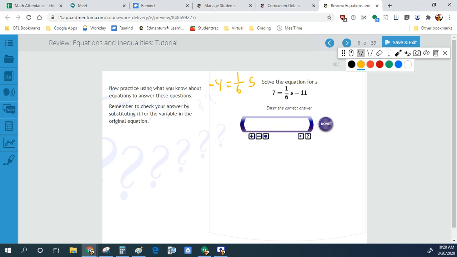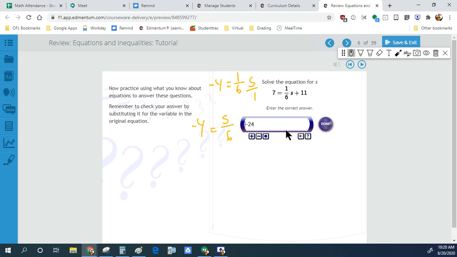Here's a tip, guys. If you don't know what to do, you're going to use Sammy's trick. You're going to put a 1 here, and then you just multiply straight across. So that's going to give you s divided by 6. So how am I going to get rid of this divided by 6, guys? Yep, multiply by 6. Good job. So we're going to multiply by 6 on both sides. So that's going to leave us with -24.